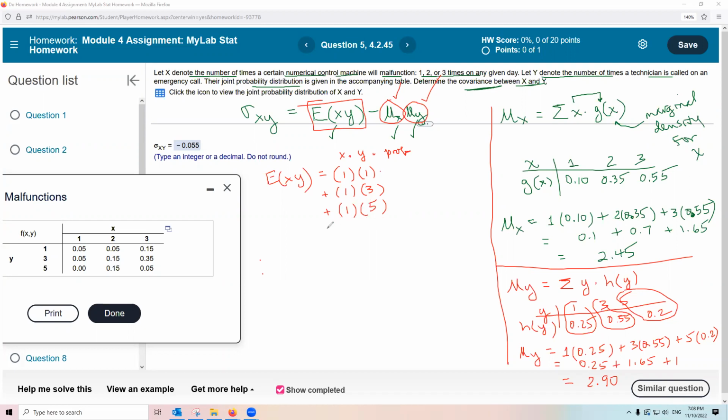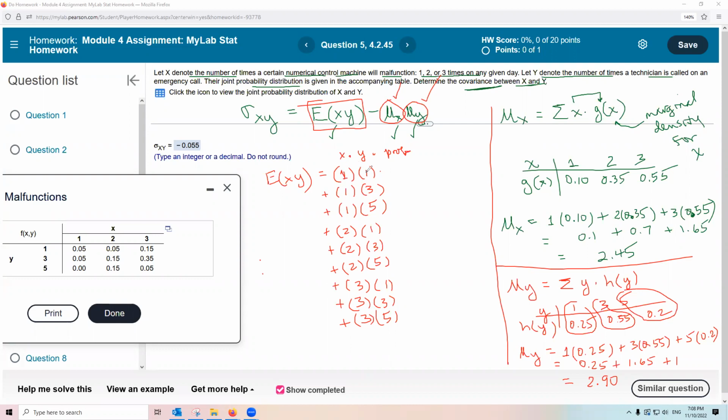Now let me move to the x value of 2. So there's a y value of 1, 3, and 5 to take into account when x is 2. And finally, when x is 3, y can also be 1, 3, and 5. All right, so these are all the combinations of x and y's. And I'm going to multiply them by their corresponding probabilities. So let's go to this first row.